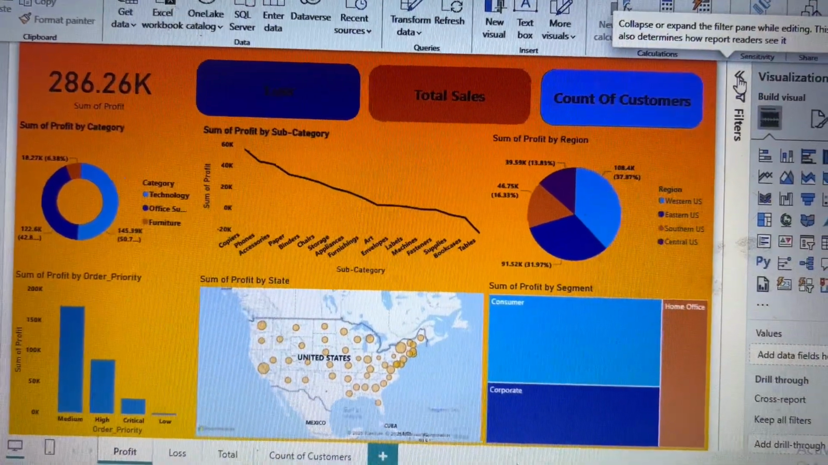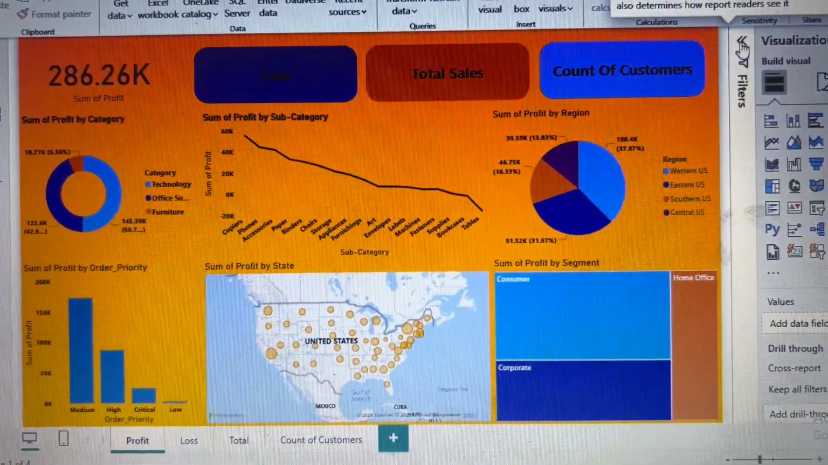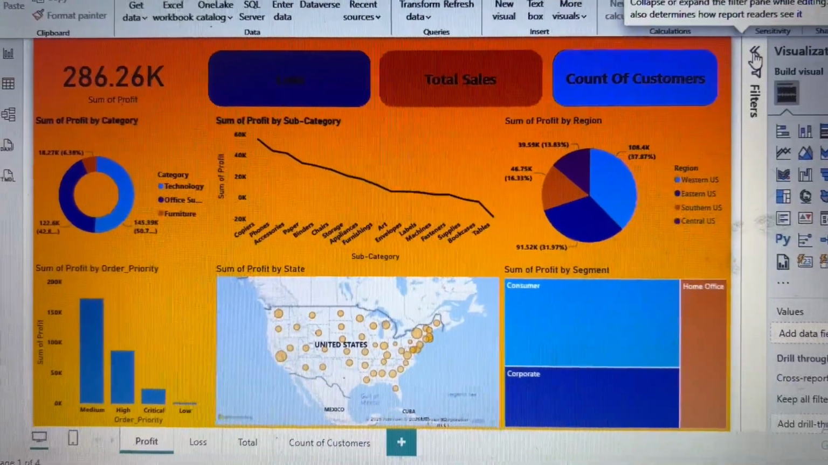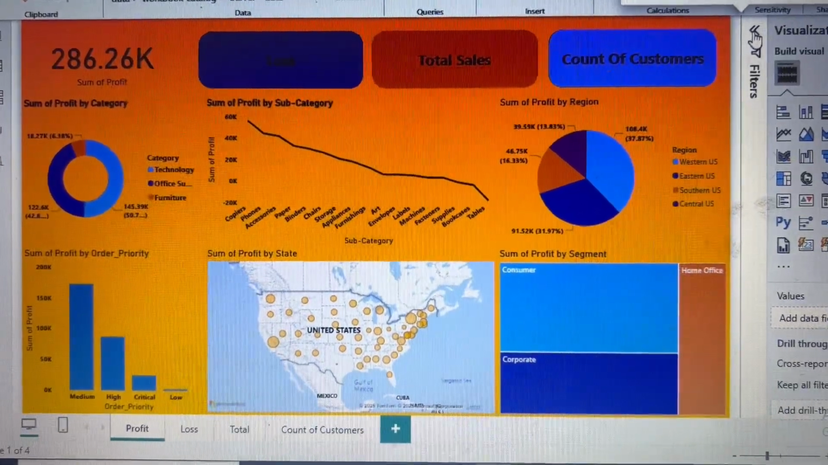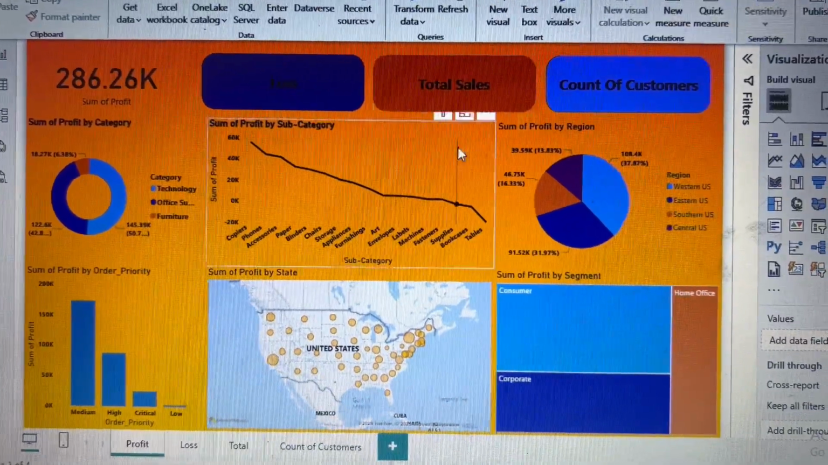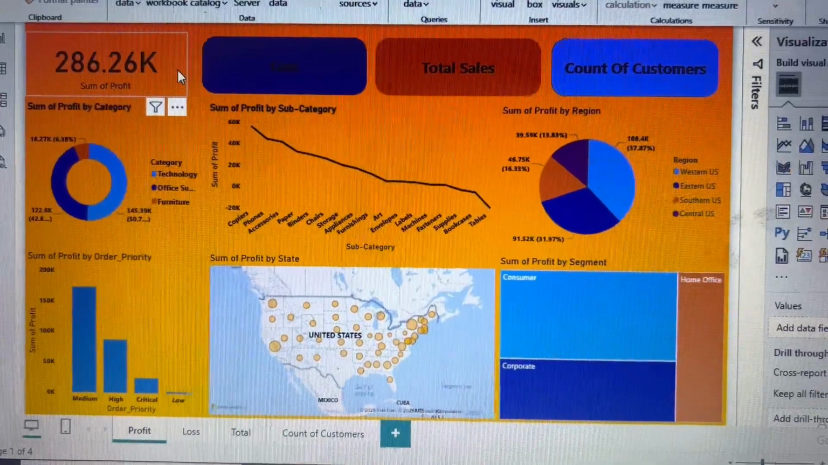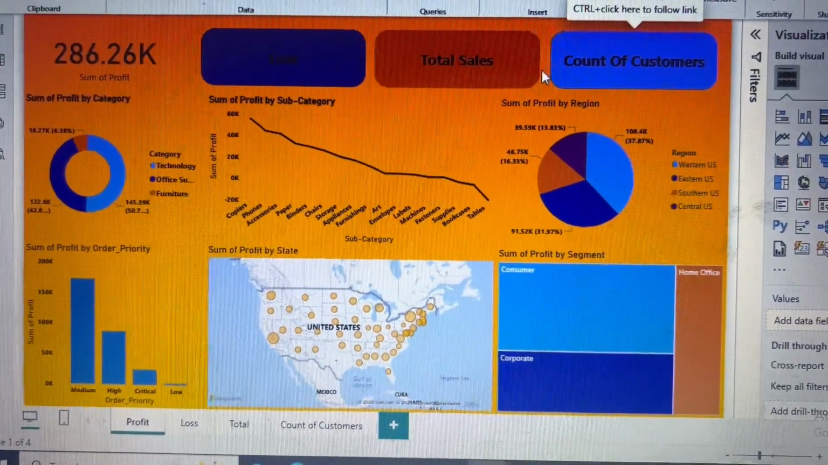Next, I will show you my dashboards on Power BI. I made 4 dashboards, one for the profit, one for the loss, one for the total sales, and one for the count of customers. Firstly, the profit. I added a lot of charts and a card and 3 shapes, which I'll be explaining later.